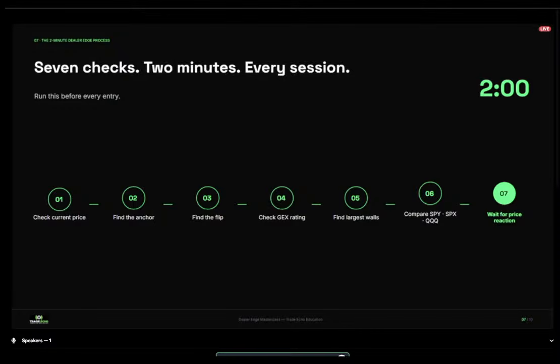And here's the actual process I take before every trade. This takes you less than 2 minutes. Number 1, I always check the current price. And then number 2, I always find the anchor. Number 3, I find the flip. Number 4, I check the GEX rating. Step 5, we're always going to find the largest walls. And step 6, you want to compare SPY, SPX, and QQQ.